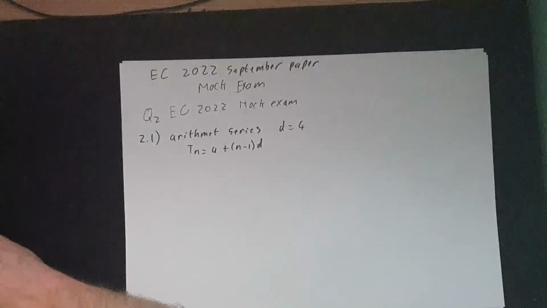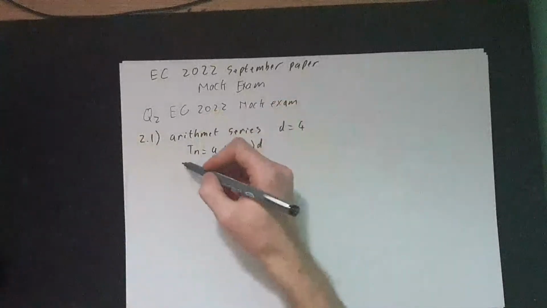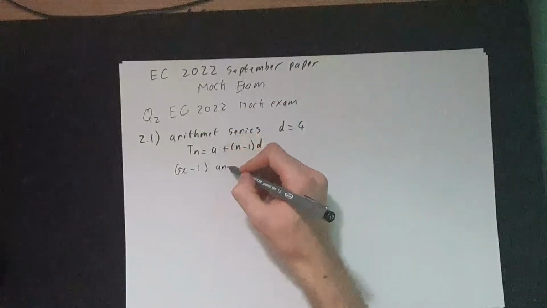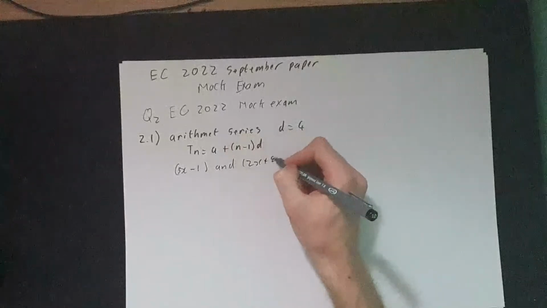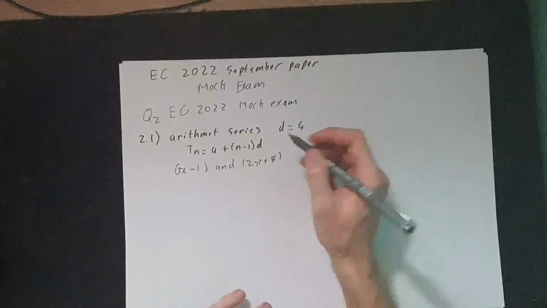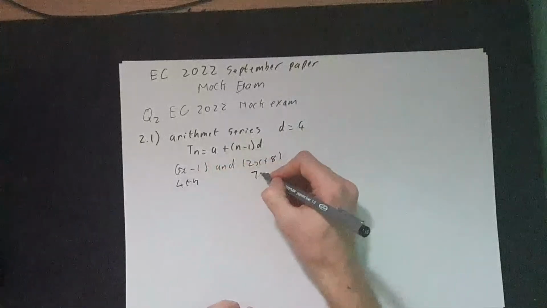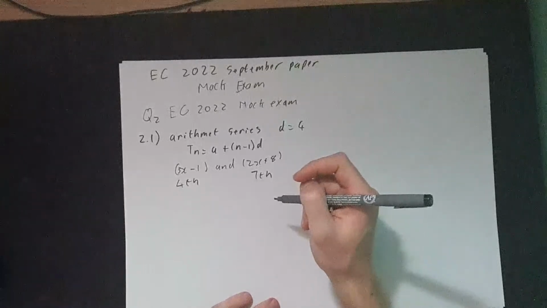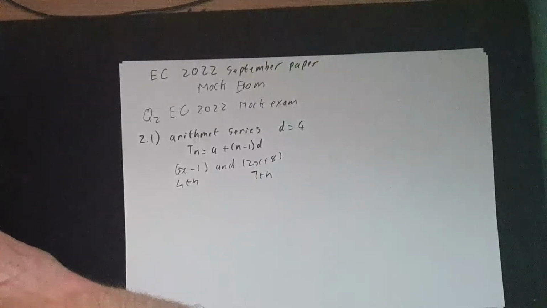Okay, and then they give you that. Then they say that we have 3x minus 1 and 2x plus 8 are the 4th and 7th term in the series, respectively. So this is the 4th, and this is the 7th term. And it says determine the value of x. So now we need to go and find the value of x. And note that it's only 3 marks. Let me just read that again. It says the 4th and the 7th term, respectively.